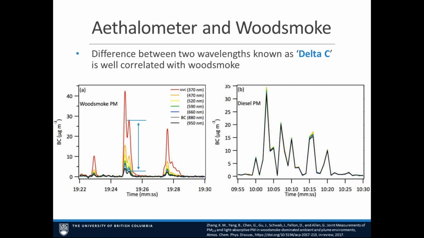These two plots show the instrument's responses to two different sources. On the right, this plot shows a test using a diesel generator as a PM source, and there's very little difference in absorption between the wavelengths, and the lines are effectively on top of each other, so you can't see the different colors here. But in the plot on the left, the instrument is measuring wood smoke PM, and the UV band is significantly higher than the other bands, and the difference between the red and the gray line, which is down here by the black, is known as delta C, and that can be quantified. So the blue arrow here is what we are measuring, and these sections are when there is a plume of smoke to be measured.